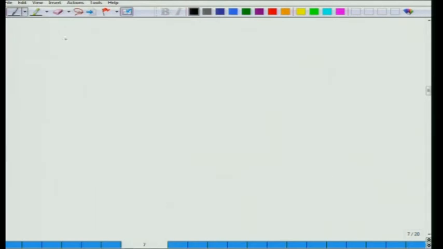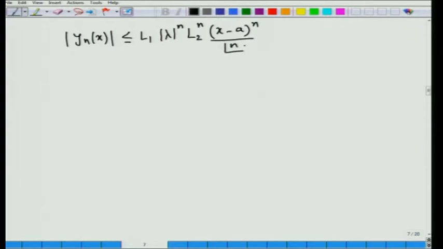So in general we will be able to prove that |yn(x)| is less than or equal to L1 times |λ|^n L2^n (x − a)^n divided by factorial n. This is the bound for yn(x), and now we can recall that we have assumed a is less than or equal to x, which is less than or equal to b.